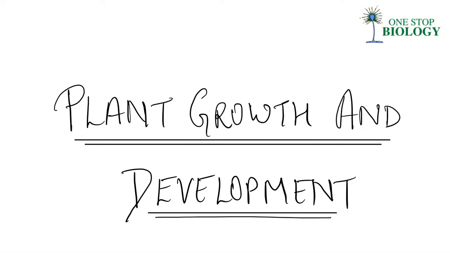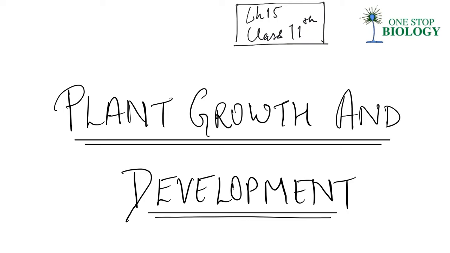So guys, in today's video, we are going to start off with a new chapter, which is chapter 15 of class 11th. And this chapter deals with the different types of plant growth and development factors. So basically, guys, till now we have understood the organization in a flowering plant, right?